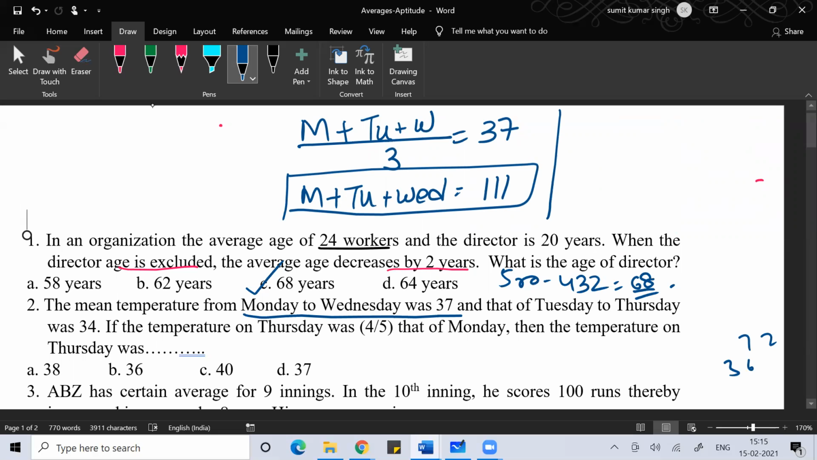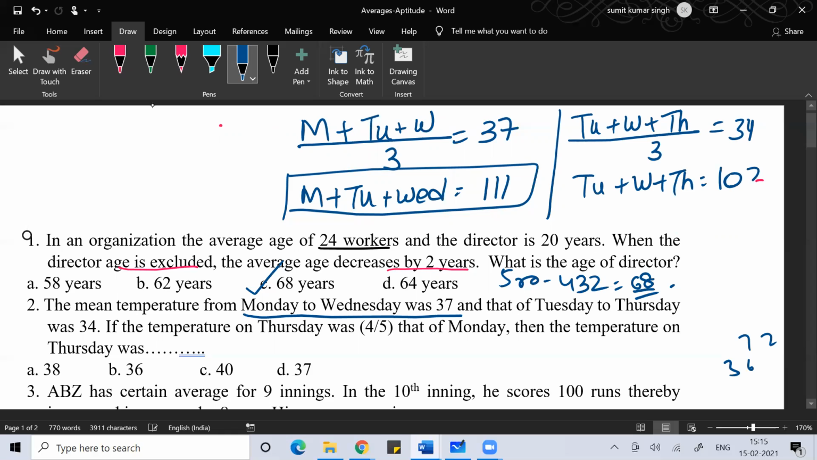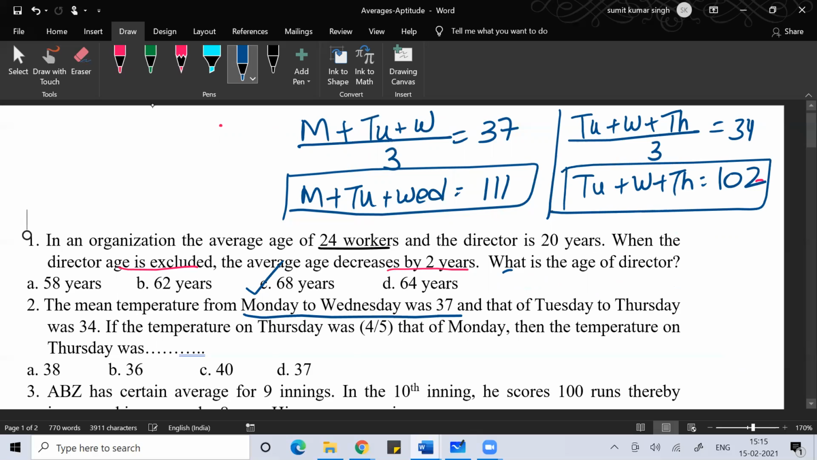Okay, and then Tuesday to Thursday is 34 degrees. Tuesday to Thursday divided by 3, the mean temperature is 34. So I can say Tuesday plus Wednesday plus Thursday is 102. Simple, very basic question. Then what is mentioned here?